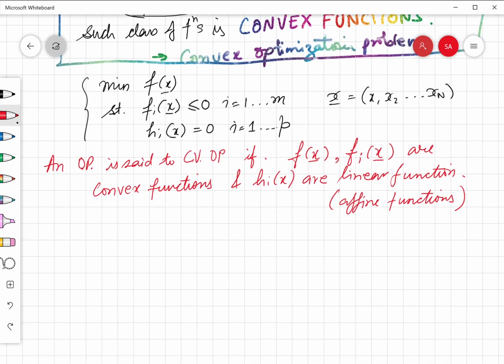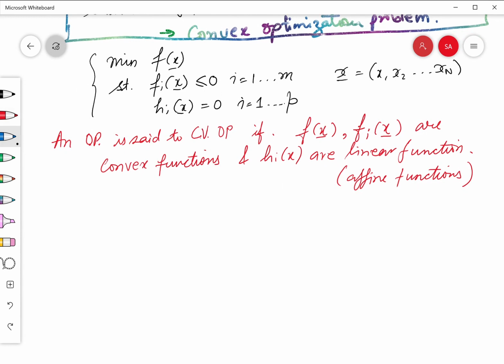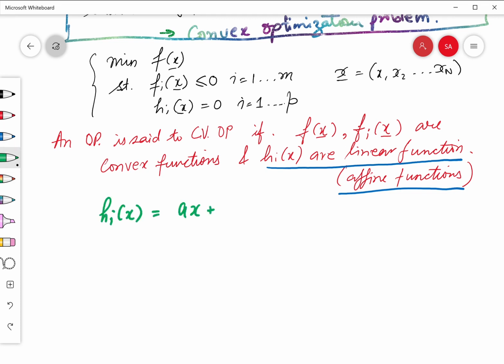Okay, so in this you very well know what the linear functions are. Linear functions are of the form h_i(x). It could be, let's say, ax plus b. This is an affine function, right? This is in a single variable. If you have multiple variables, then you can write a1 x1 plus a2 x2 plus a3 x3 and so on plus b. So these two are affine functions. This is an example of an affine function where it is a linear function in x.